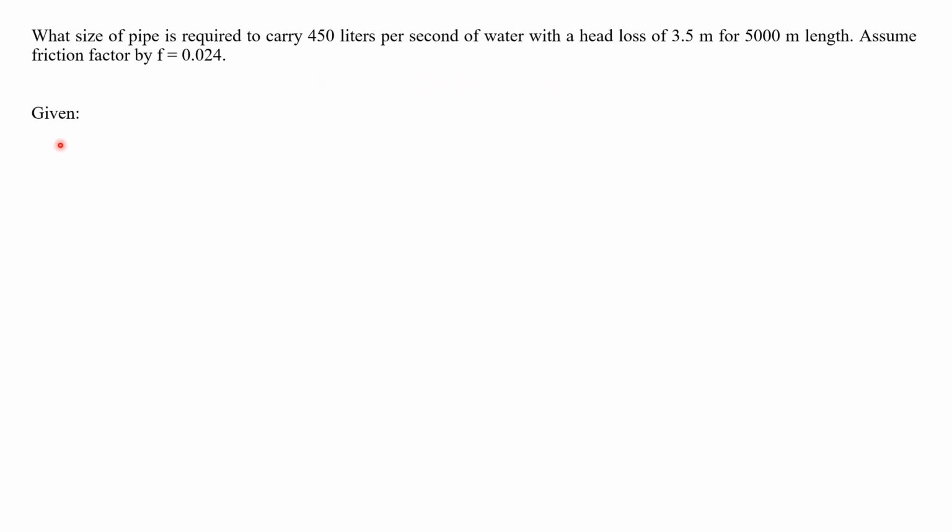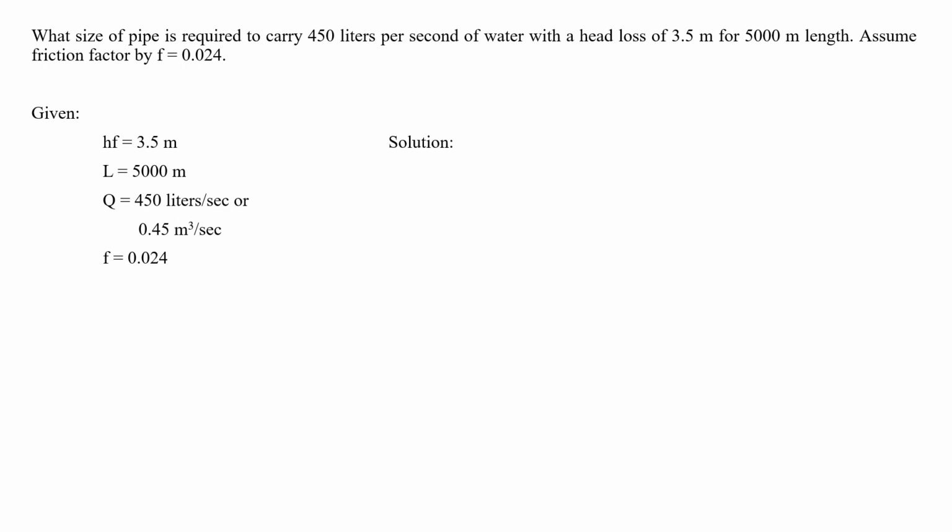First, we need to identify what is given. We have head loss equal to 3.5 meters. The length equals 5,000 meters. Flow rate is equal to 450 liters per second or 0.45 cubic meter per second, since 1 cubic meter is equal to 1,000 liters. The friction factor is equal to 0.024.